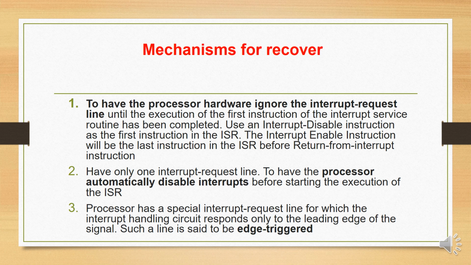The second one is suitable for a simple processor with only one interrupt request line, which is the concept of the processor automatically disabling interrupts before starting the execution of the interrupt service routine. And the third one is where the processor has a special interrupt request line for which the interrupt handling circuit responds only to the leading edge of the signal. Such a line is said to be edge triggered. So there is no danger of multiple interruptions and no need to explicitly disable interrupt requests from this line.